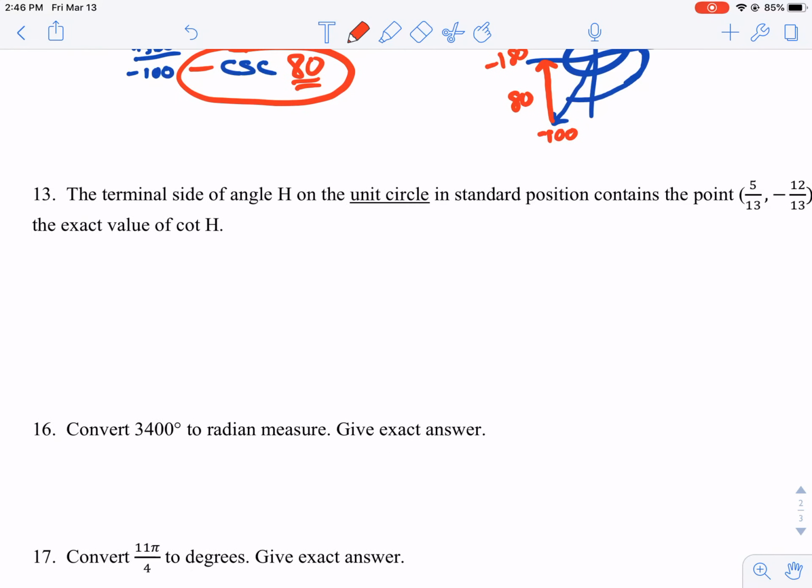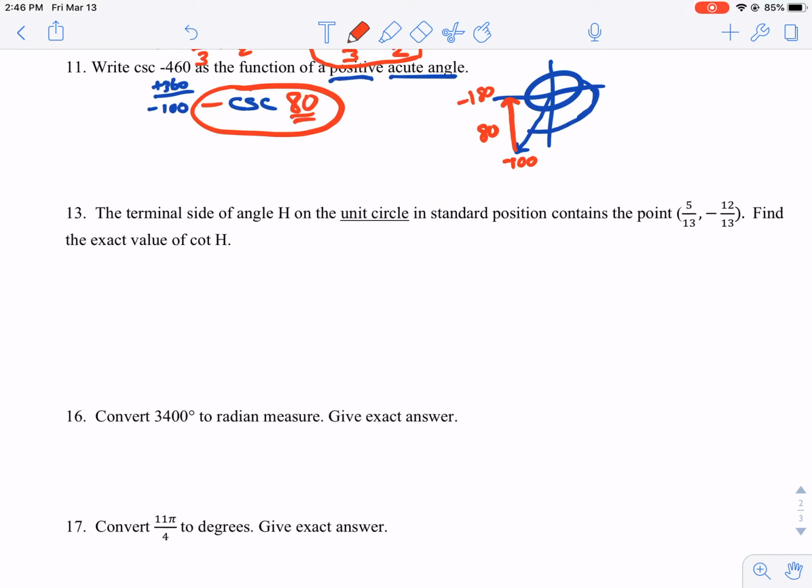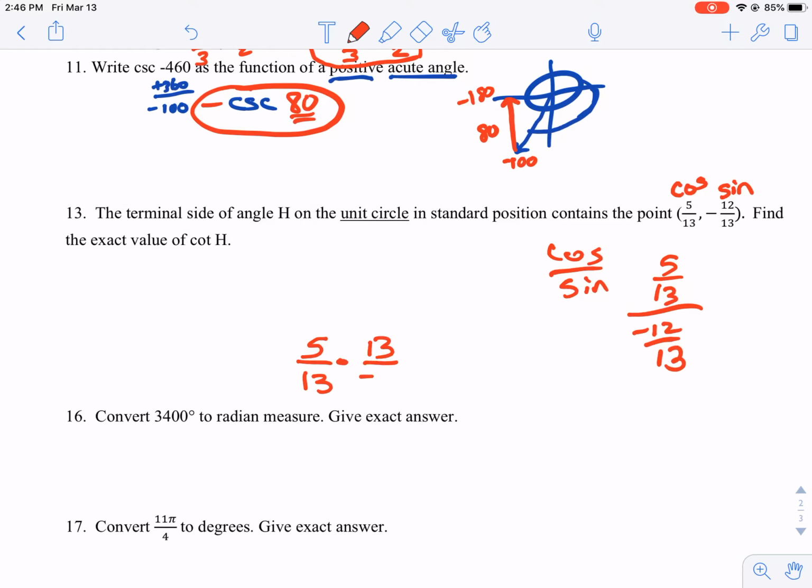The terminal side of angle H on the unit circle is in standard position and it contains those points. Find the cotangent. Well, if you are on a unit circle, then the x value is the cosine, the y value is the sine. Tangent is sine divided by cosine, so cotangent is cosine divided by sine. So we have 5/13 divided by negative 12/13. Keep it, change it, flip it. So 5/13, change to multiply, flip the second fraction, the 13s cancel out, and we end up with a value of negative 5/12.